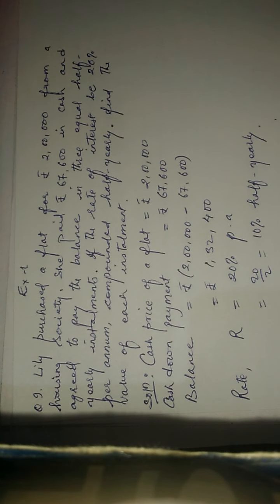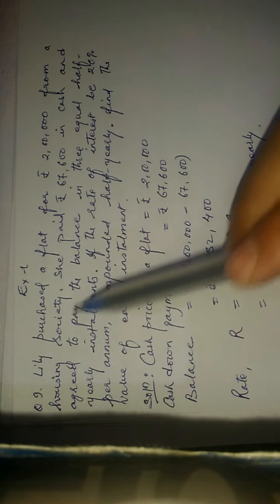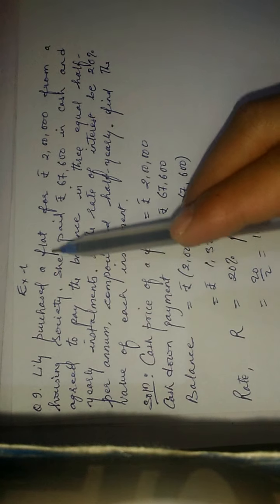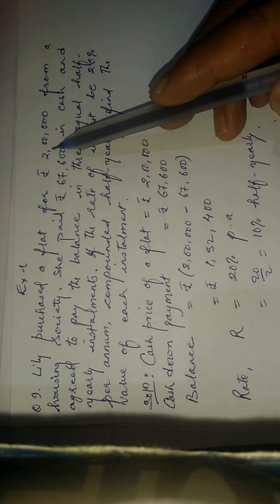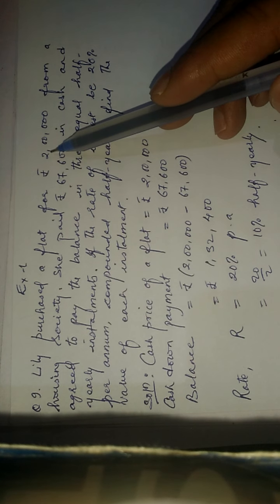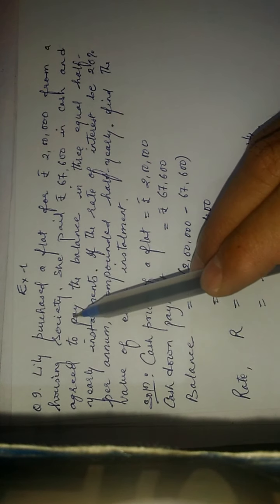Okay, in this video I'm going to show how to solve question number 9, exercise 1. Here we have the question. Lily purchased a flat for 2 lakh from a housing society.